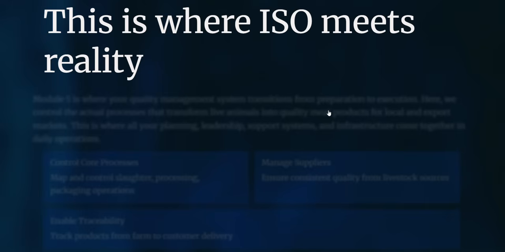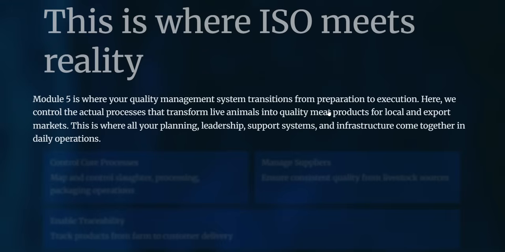This is where ISO meets reality. Module 5 is where our quality management system transitions from preparation to execution. Here in Module 5, we control the actual processes that transform live animals into quality meat products for local and export markets. This is where all our planning, leadership, support systems, and infrastructure come together in daily operations.